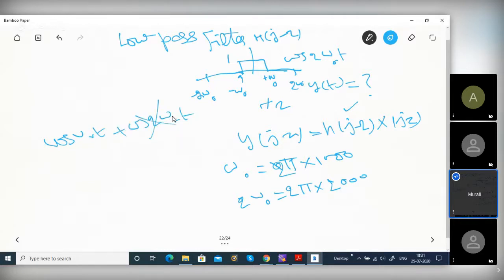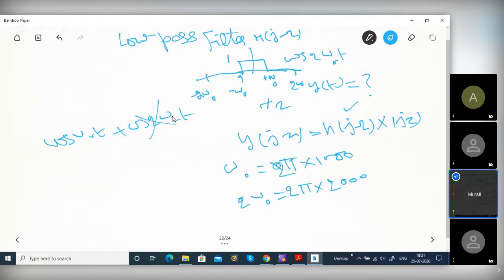So where can you use this filter? Can you give an example where you can use this type of low pass filter? To cut the higher frequencies. Yes, it is a low pass filter, so you cut the high frequencies. If it is a high pass filter, it will cut the low frequencies. If it is a band pass filter, it will allow frequencies between two limits and attenuate beyond these limits. So it depends on the filter.